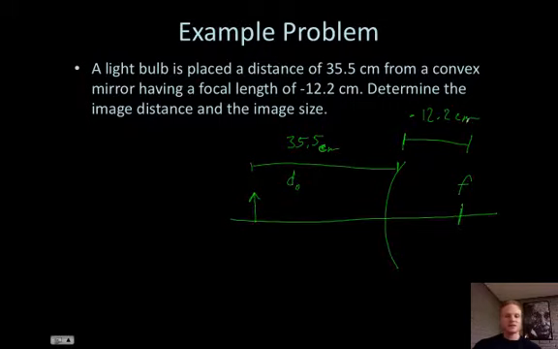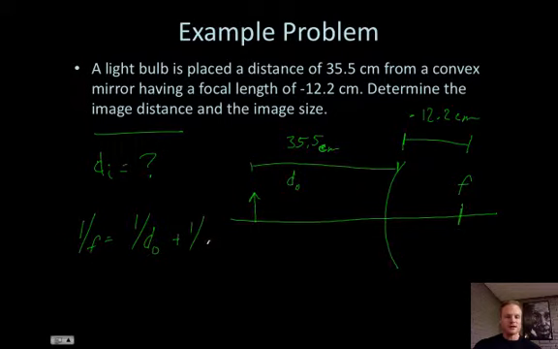The question is, what is the image distance? What is our d sub i? Well, we're going to again want to use the convex mirror equation. So that's going to be 1 over f equals 1 over d sub o plus 1 over d sub i.